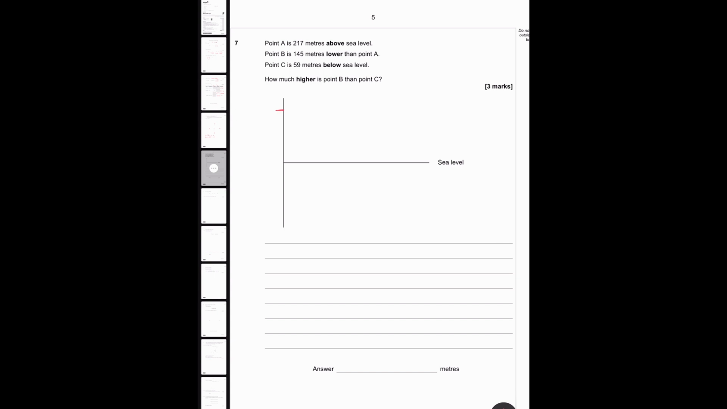Point A is 217 meters above the sea level. And we know the point B is 145 meters lower than point A, which means it's at 72. Point C is 59 meters below sea level. Now we're just looking for the distance between 72 and minus 59, so we can do this by doing 59 plus 72, which equals 131.